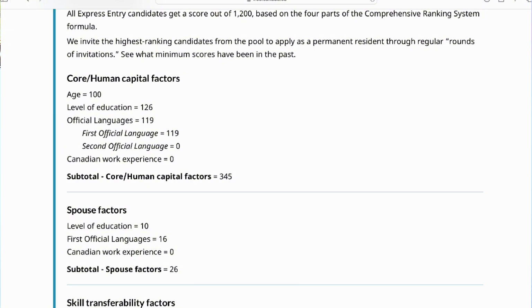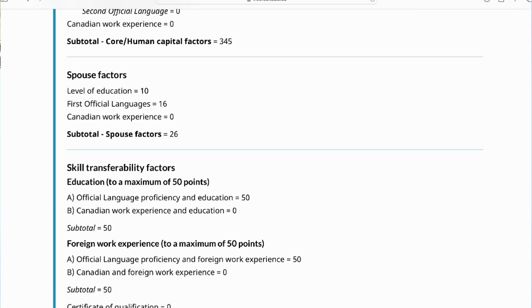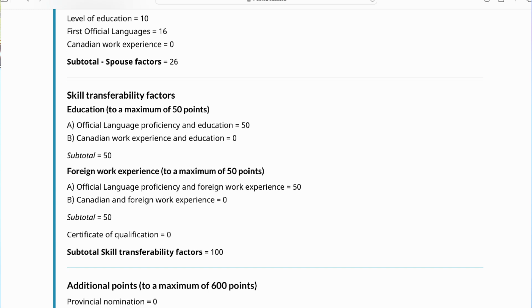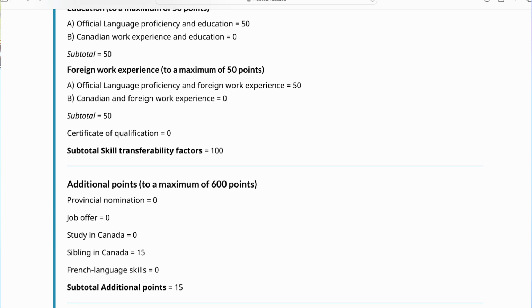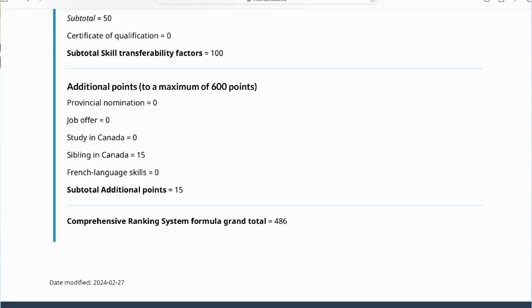For my spouse, because of my husband's level of education, he gave us 10 points, and his IELTS actually gave us 16 points. Transferable skills, because of my official language proficiency, which is the IELTS, gave me 50 points, and then my foreign work experience gave me another 50 points. Then CBS in Canada 15 points, and that's why we're able to have 486 points.